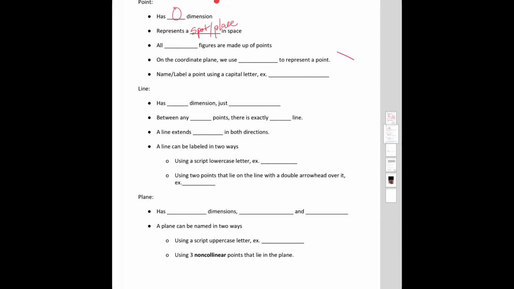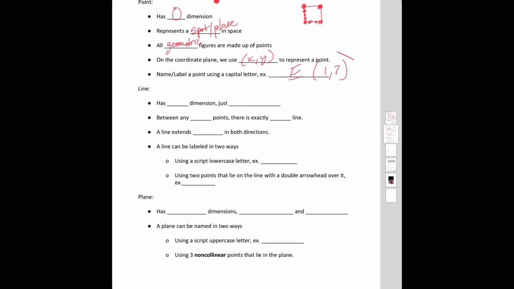All figures, or all shapes, any geometric figure, is made up of points. So for example, if I draw a square here, yes, I have my 4 points here to create it, but there's an infinite amount of points in between that can make up that square. So on the coordinate plane, just like we said, we use x comma y to represent a point. And then we name or label a point using a capital letter, which we were just doing. So for example, a point E, we'll give a coordinate, say it's (1, 7). So that's how we would label our point.